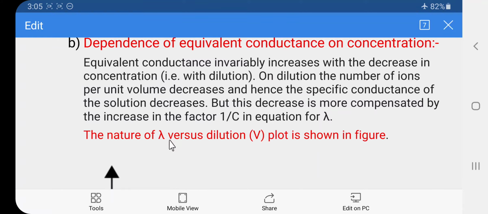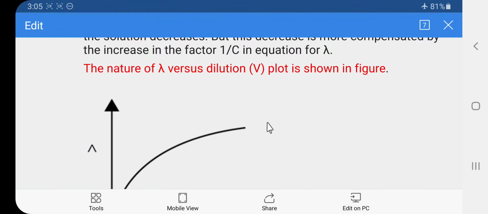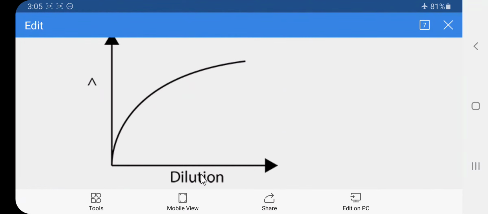So here is the nature of the graph of lambda versus dilution. Lambda is the equivalence conductance, and here the dilution is V. So this is the graph of lambda versus dilution. In this way the dilution increases, which means the concentration decreases. So this is the nature of the graph.